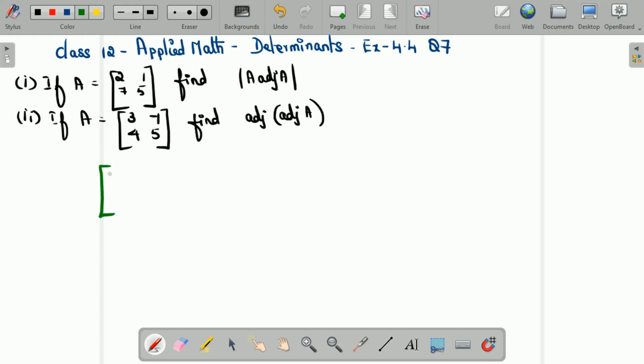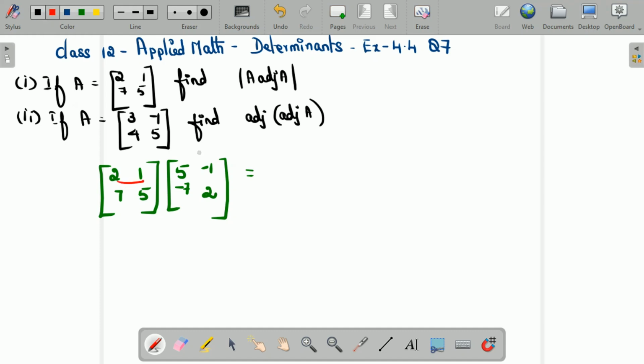So let's write out A first. So 2, 1, 7, 5. Now we need to write the matrix of adjoint of A. Remember, for adjoint of A, we swap this. So this place becomes 5, this is 2. As far as 1 and 7, we change the sign. So this is minus 1 and minus 7. Now let's multiply these two matrices.